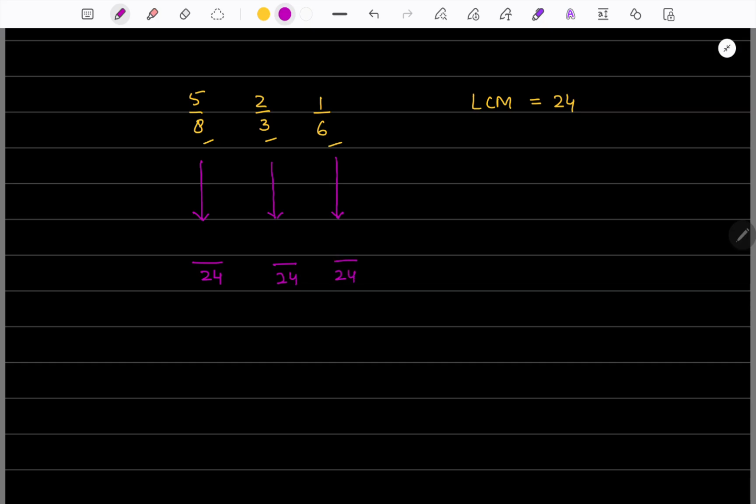So how do we do that? 5 by 8. 8 into 3 gives us 24, so we have to multiply the numerator also with 3. 5 threes give us 15. So the first one becomes 15 by 24. We do similarly for the second and the third fraction, and what we get here is 16 by 24 and 4 by 24. So these are the equivalent fractions. The second step is finding the equivalent fractions with their denominator equal to the LCM. When the denominators become equal to the LCM, they have the same denominator. So these are like fractions now.